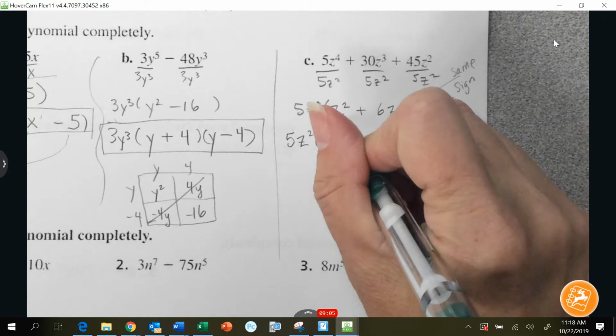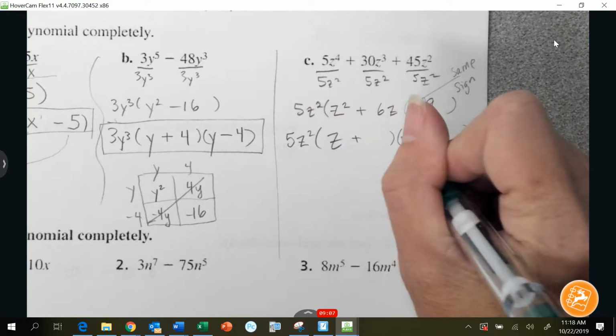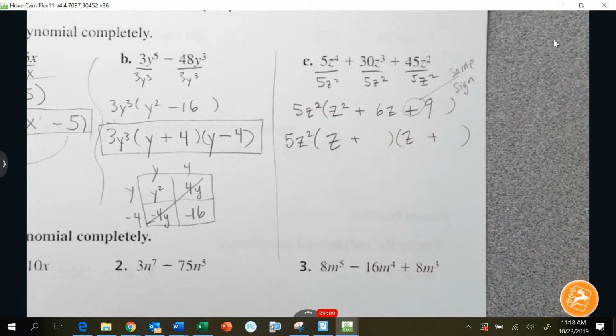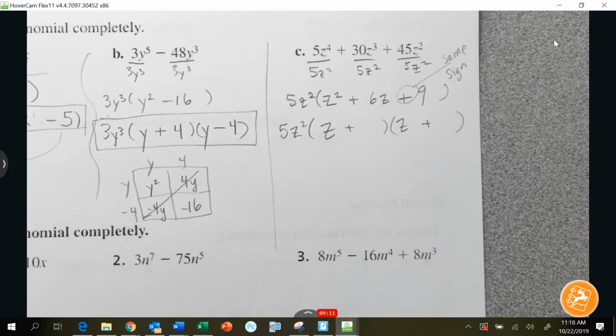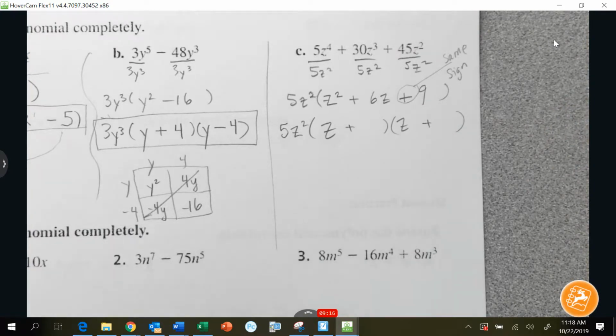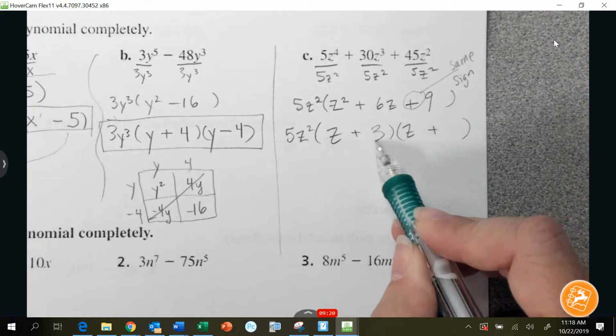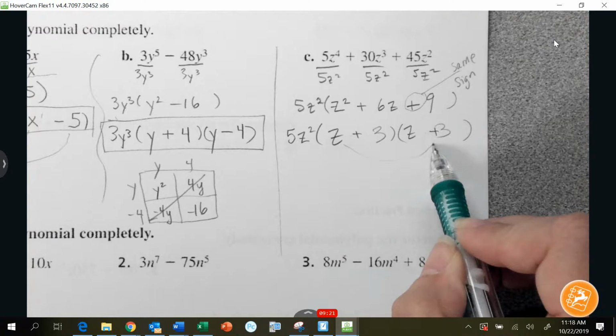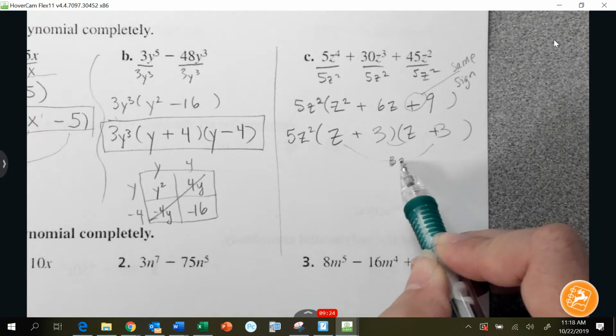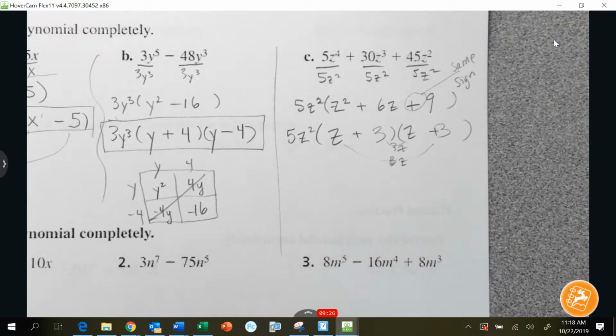I'm guessing and checking, so to get z squared has to be z and z. What could it be for 9? 3 and 3 or 1 and 9? It could be either one for 9. I just have to figure out which one it is. What do you think it is? 3 and 3. Let's just make sure. We're going to say 6. No. 3z and 3z is 6z. Yes, I've done it correctly.